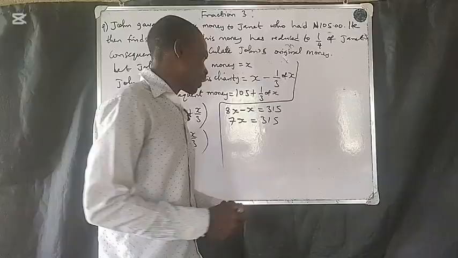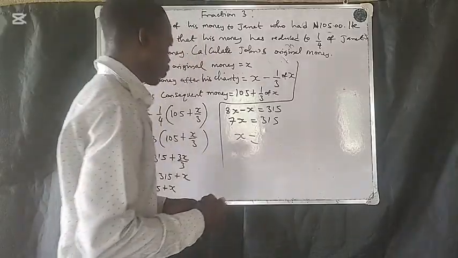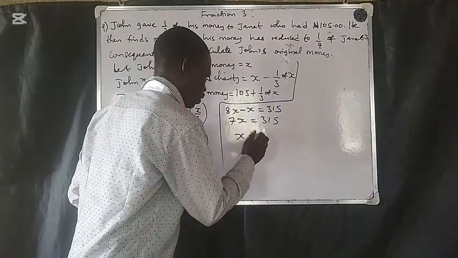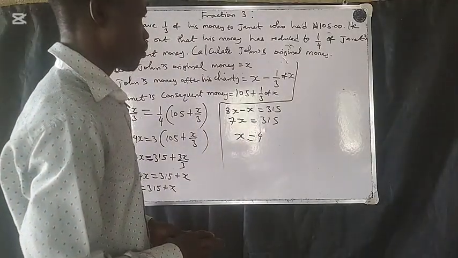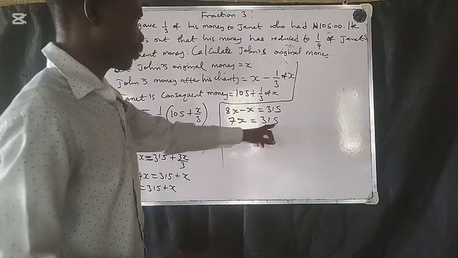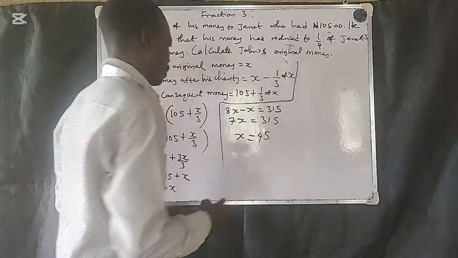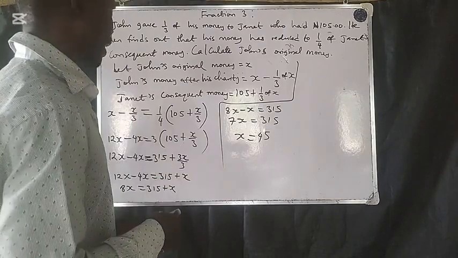And in that process, we divide both sides by 7. And what are we going to have? 7 goes in 31, that will be 4. In 28, that will be 4. Remainder 3. 7 in 35, that will be 5. That means John's original money is 45 naira.